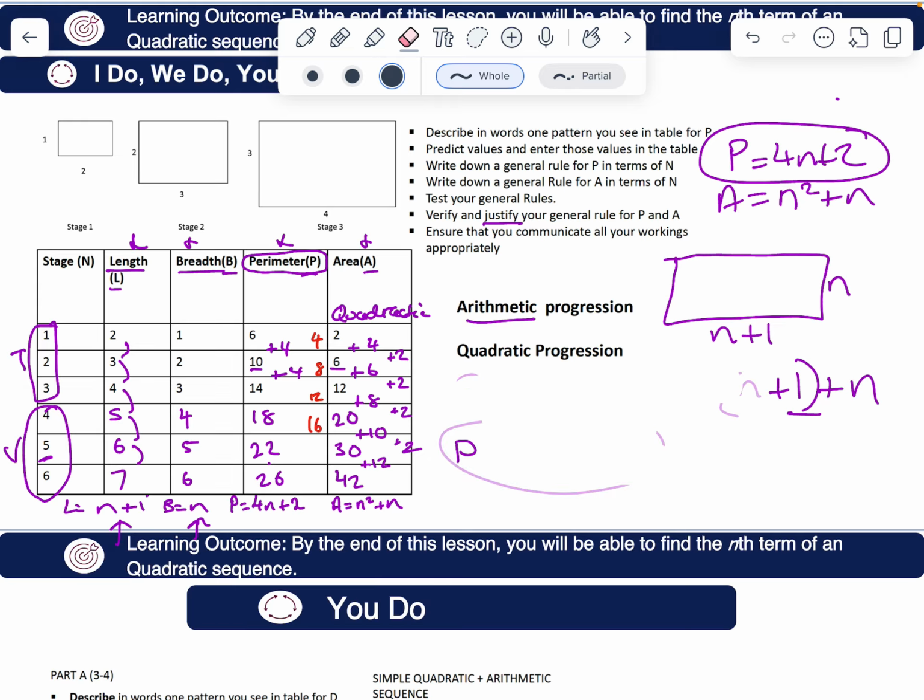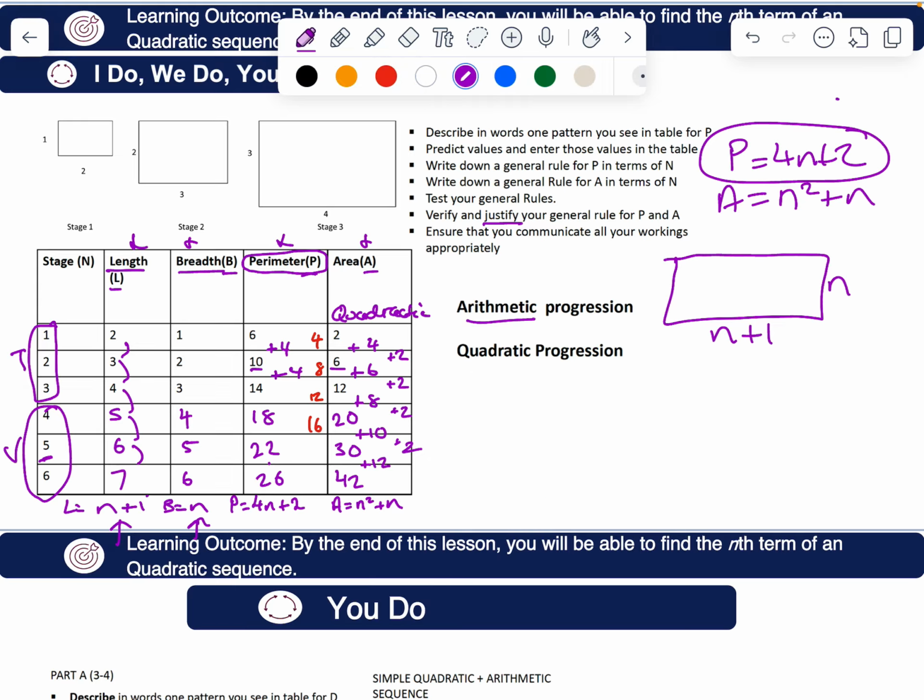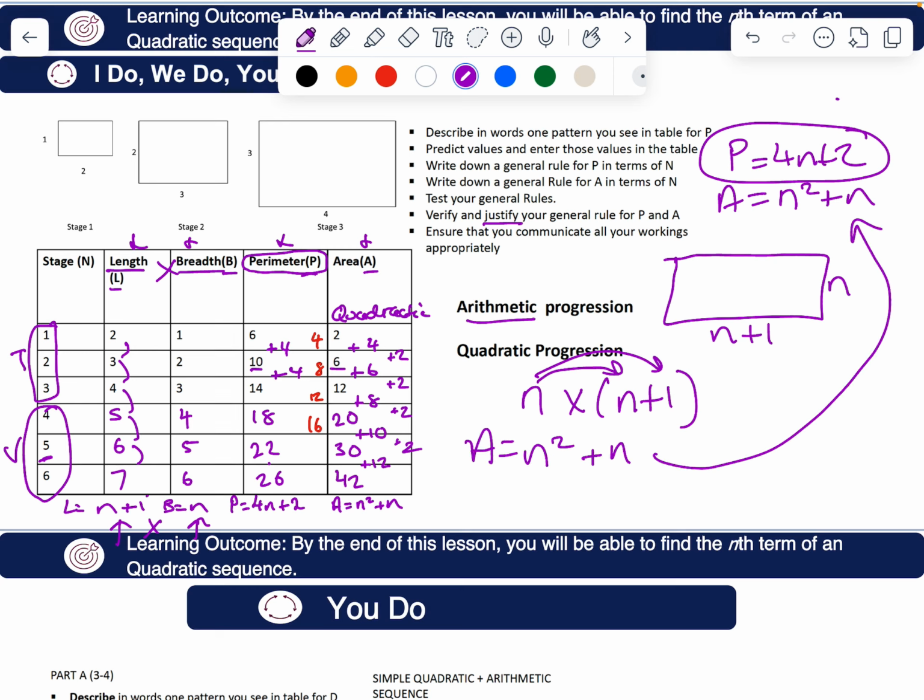Okay, going to do the same again, but this time it's for area. Okay, so still the same rectangle, but area, we know that when we do it, we have to multiply these two together. Okay, so I need to multiply them. So I need to do n multiply by n plus 1. So if I expand that bracket, I'm going to get n squared plus n for the area. And again, this matches the rule. And that's how you justify by getting the rule using a different thing.